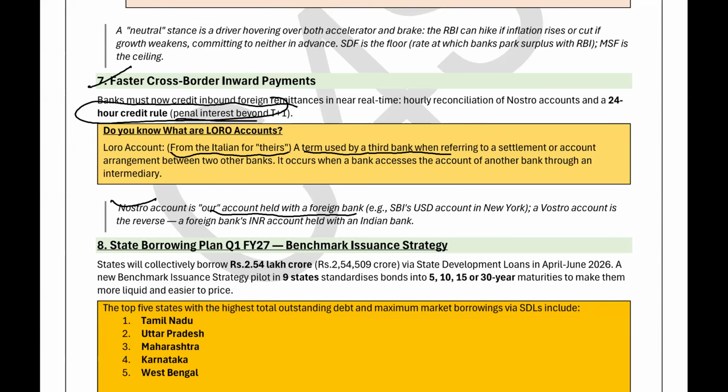तो faster cross border inward payments कर दिया गया है, penal interest rate T+1 साइकिल, मतलब 24 आवर क्रेडिट रूल। Earlier settlement में, cross border payment में टाइम लगता था सेटलमेंट में। Now it is कि आपको 1 आवर के अंदर you have to settle it. This is faster cross border inward payments.